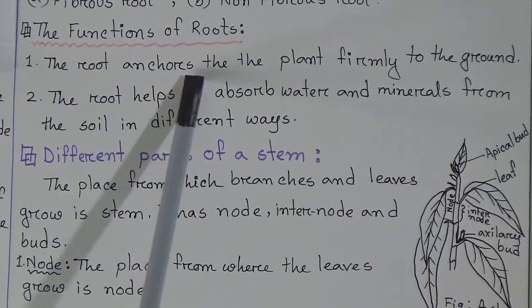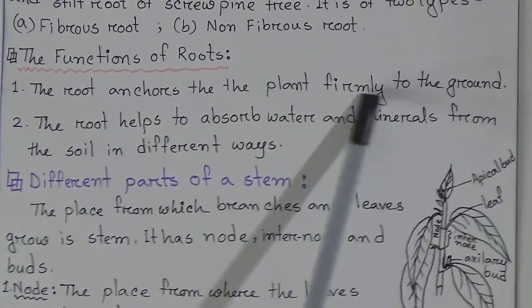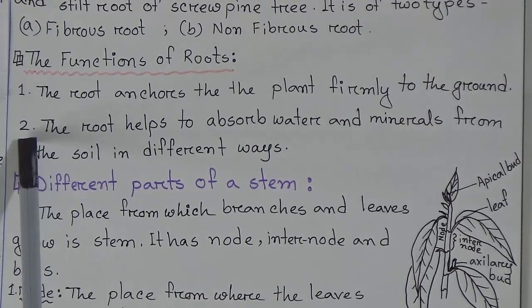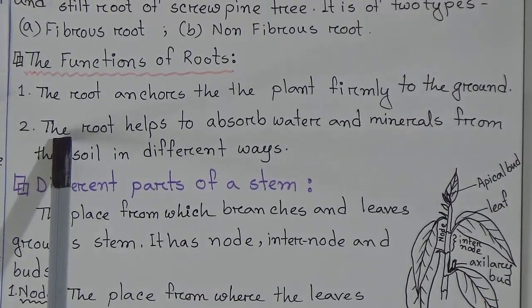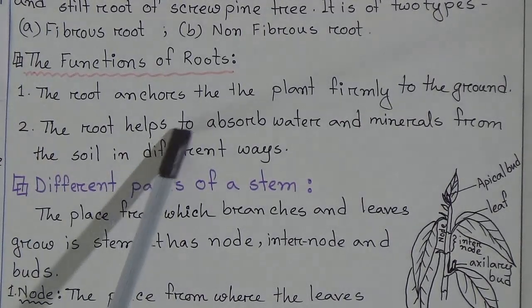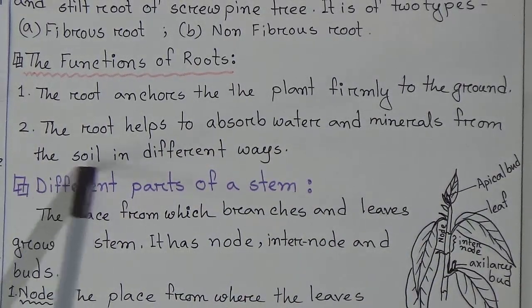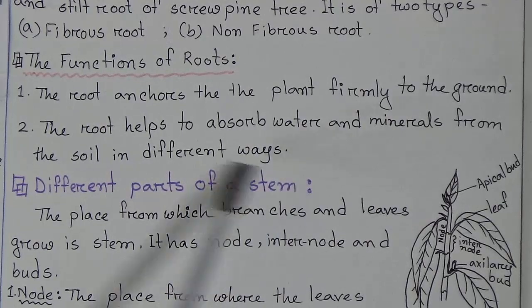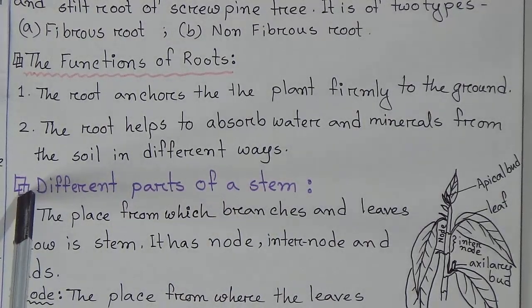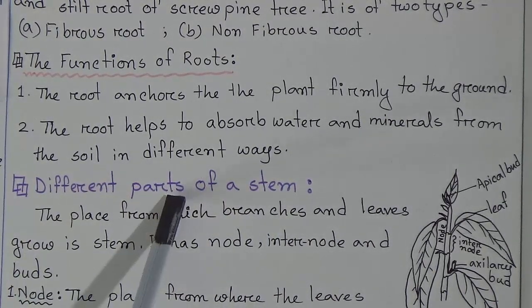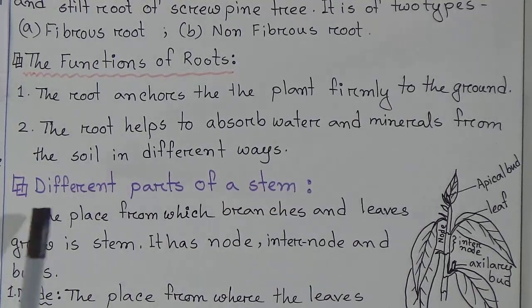The root anchors the plants firmly to the ground, and the second function of the root is that it helps to absorb water and minerals from the soil in different ways. Come to our next point, different parts of a stem.